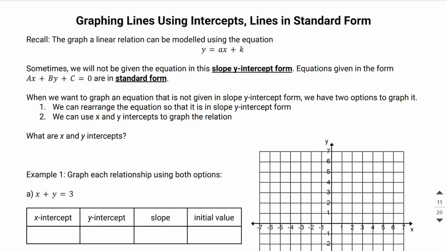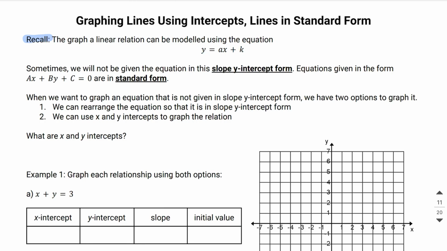Hey everyone, this video is on graphing lines using intercepts. We'll be talking about x and y intercepts and dealing with lines in standard form. So it says right here to recall that the graph of a linear relation can be modeled using this equation right here.